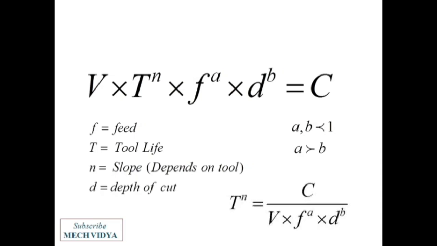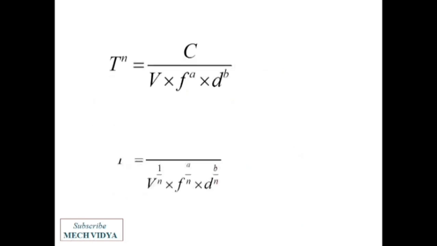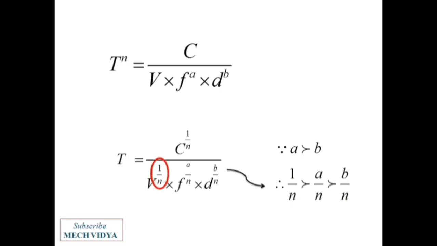Now if I arrange this equation in this form, keeping the tool life on the left hand side, and in the next step, transfer this exponent to the right hand side, the equation takes this form. Now if we shift the exponent n from LHS to RHS, notice the denominator. 1/n will be greatest, followed by a/n and b/n, which signifies that cutting velocity is a dominant factor while determining the tool life, followed by the feed that you are giving and the depth of cut selected to do this machining operation.